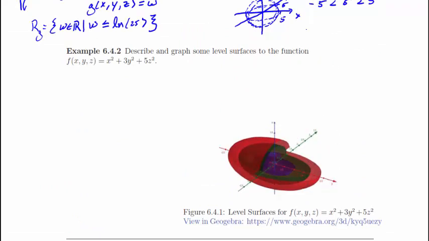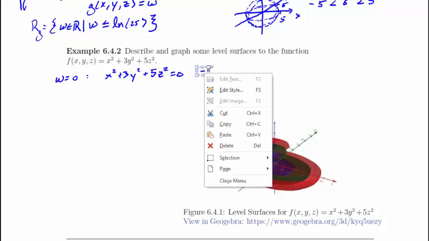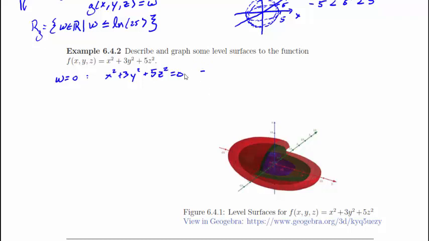So example 6.4.2: describe and graph some level surfaces of the function f of x, y, z equals x squared plus 3y squared plus 5z squared. We already see the graph that I've made in GeoGebra down here, but let's take a look at how these surfaces are coming about. Note that there's a cutout in this graph, so you can see the inner bits. Say we want omega to equal 0. That's going to give us that x squared plus 3y squared plus 5z squared equals 0. But this only happens at the origin.